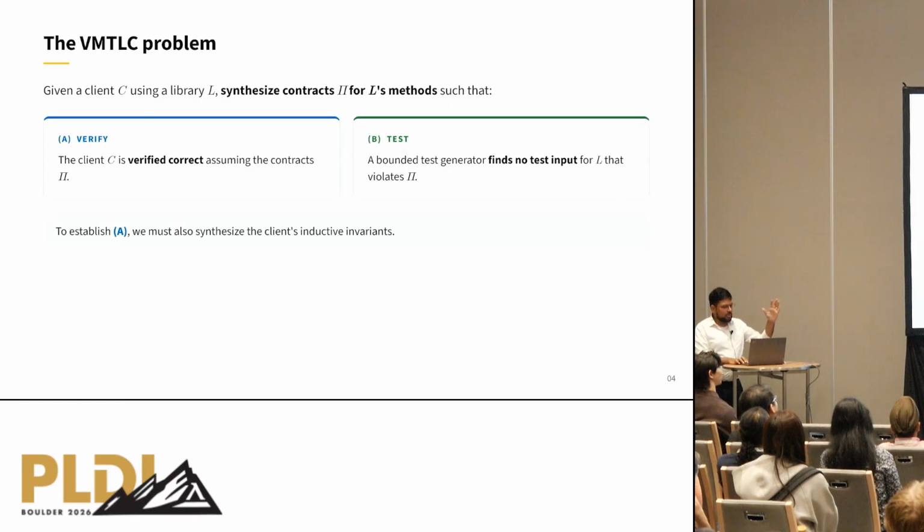I want to formally define what this is. We call it the VMTLC problem, verification modulo tested library contracts. Given a client with some specifications, which calls a library, you synthesize contracts for the library's methods such that A, you verify the client assuming these contracts, and B, a test generator, given a bounded resource budget, does not find any input that violates these contracts for the methods. Mind you, we are in the setting of completely automated verification. So when I say you have to verify the client, if the client has loops or anything else, you have to come up with loop invariants or any other annotations that are required. So that is the problem.